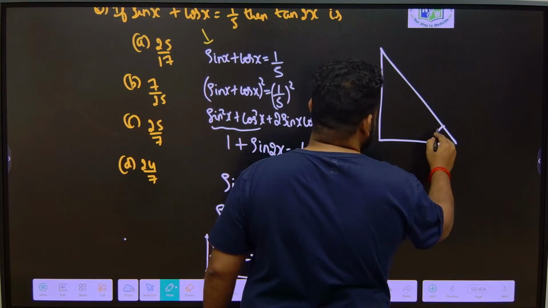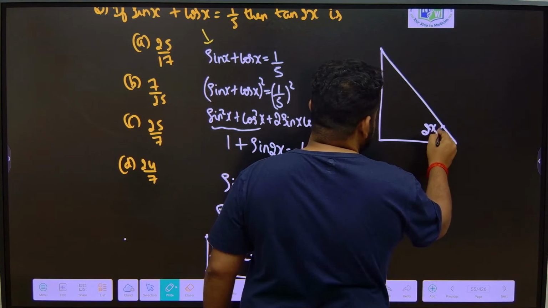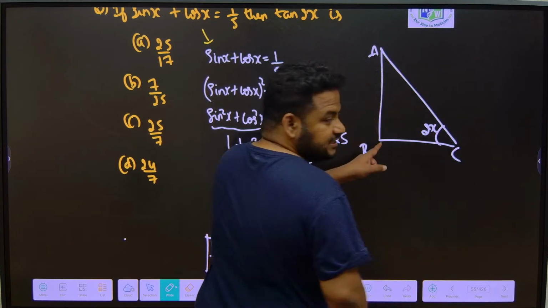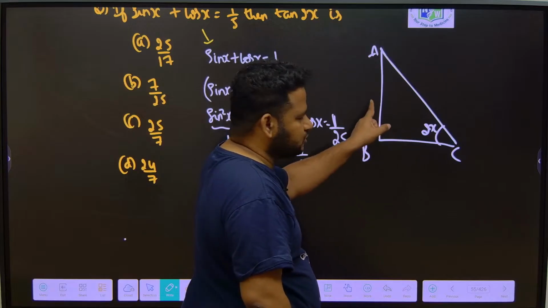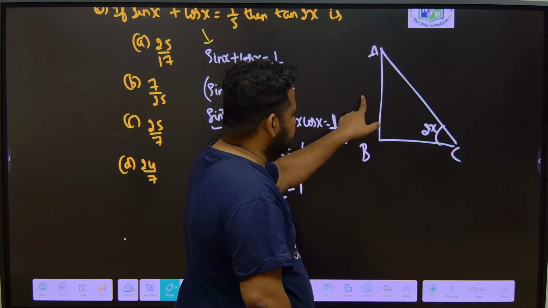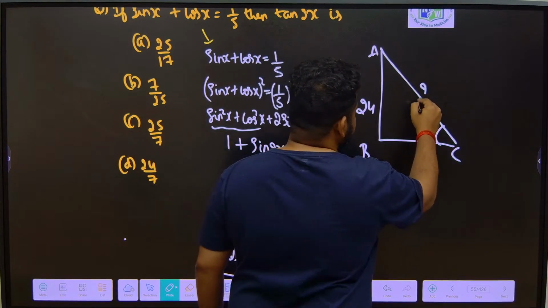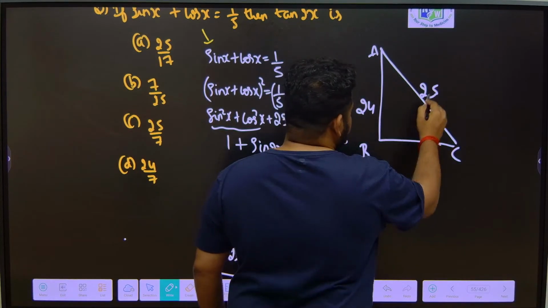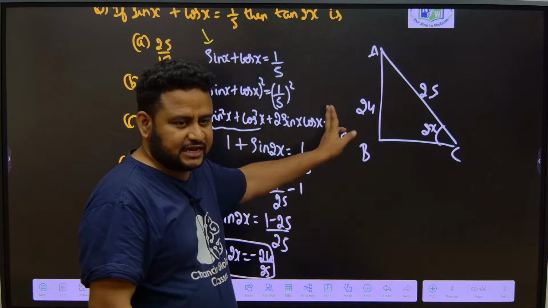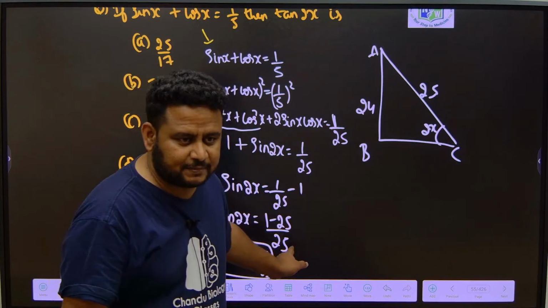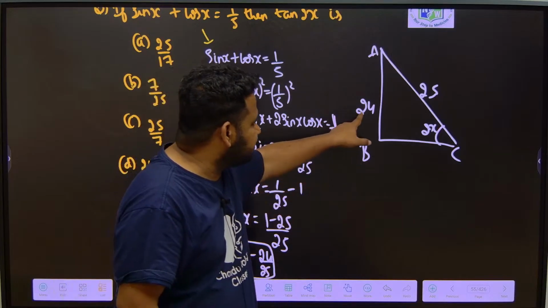So let this be theta, let this be 2x. Let this be ABC. If this is theta, what is the opposite side? This one, AB is the opposite side. This will be 24. Hypotenuse will be 25. I am not writing minus because the length cannot be negative. This minus is coming because of the quadrant. So this is 24, this is 25.